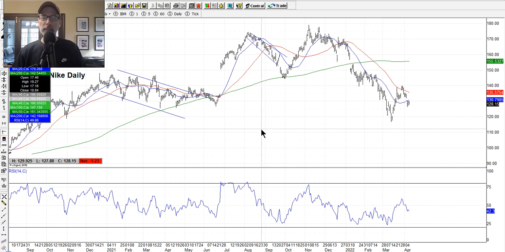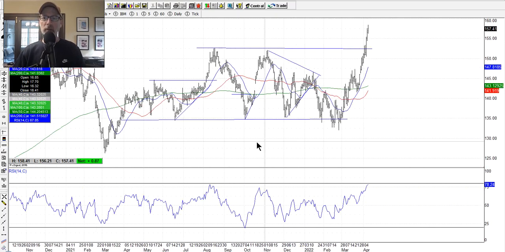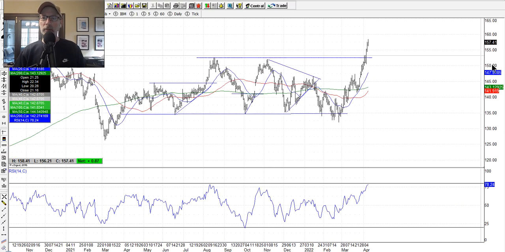So we got Nike, Disney. We're going to look at Walmart. Also, I'm long shares of Walmart. Was getting long at 135. I showed you for a long time. It's got this support right near 135, dips below it a little bit, and then look at it power higher.